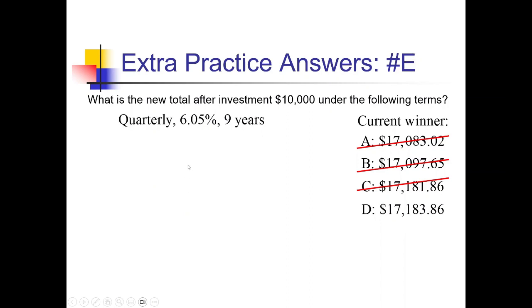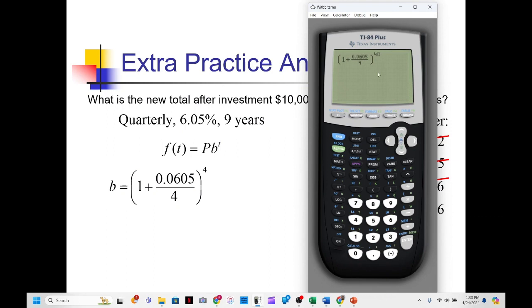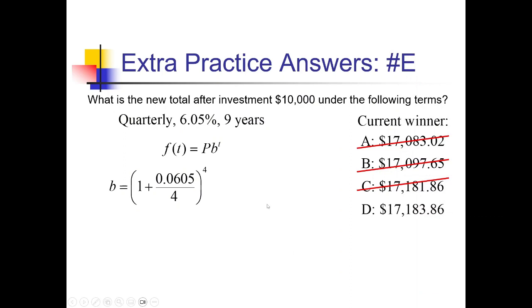Next up, Plan E, we have quarterly compounding at 6.05% interest for 9 years. So start with P B to the T and modify my B value. I'm going to have 1 plus 0.0605 over, now quarterly, that's 4 times a year, so over 4. All of that raised to the 4th power. And let's go to the calculator for that value. So plugging all that in, that comes out to approximately 1.0619 if we round it off.